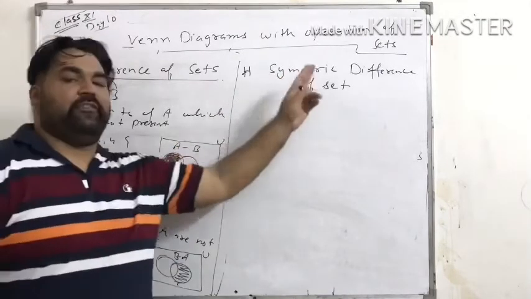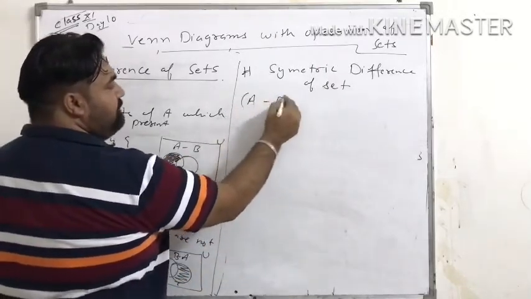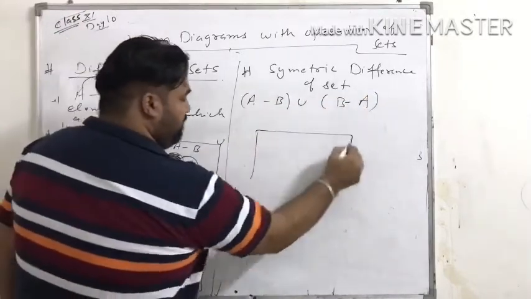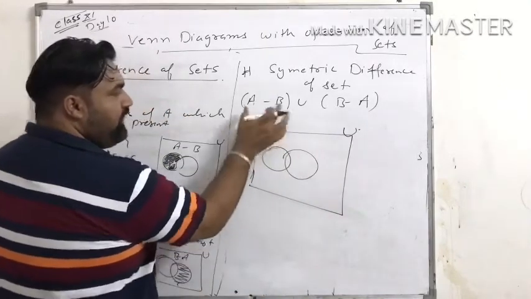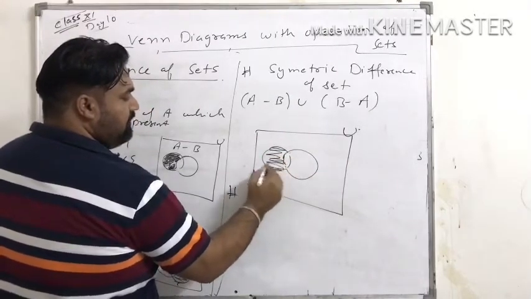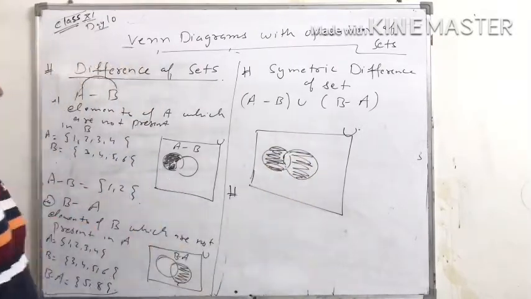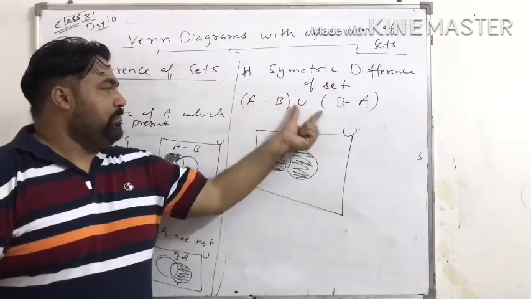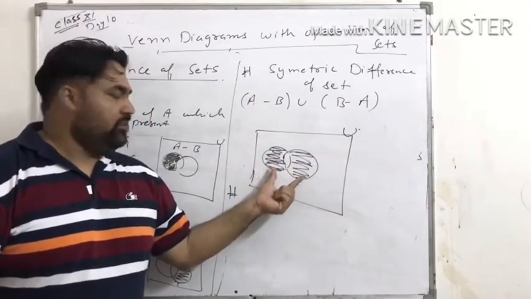Now the symmetric difference of sets. Symmetric difference of sets means A minus B union B minus A. So through Venn diagram we can represent this is a universal set. So what is A minus B? This is A minus B. What is B minus A? So this is the formula to find the symmetric difference of sets, A minus B union B minus A. So through Venn diagram we can represent in this form.